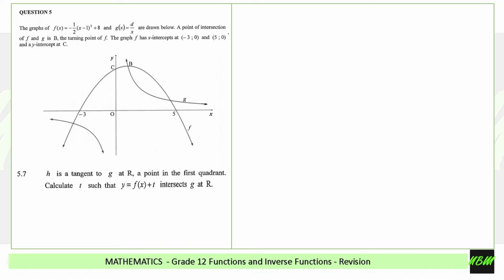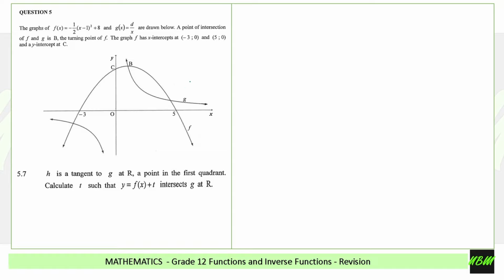And the last question on question 5, question 5.7: h is a tangent to g at a point r, a point in the first quadrant. Calculate t such that y is equal to f of x plus t intersects g at point r.